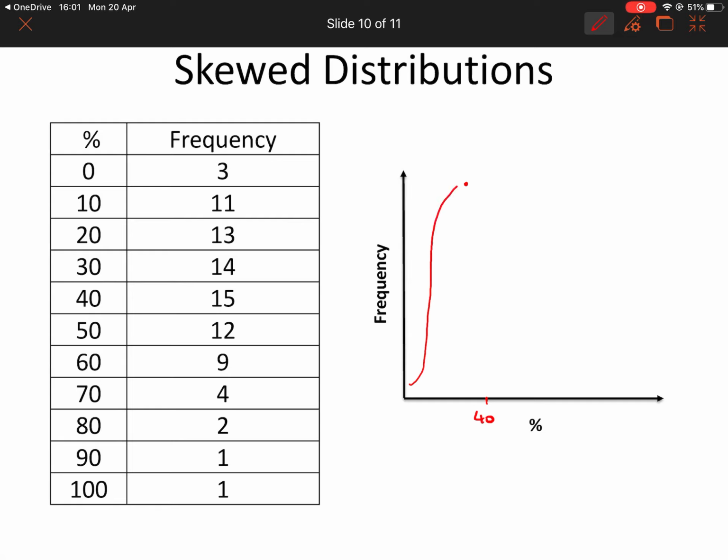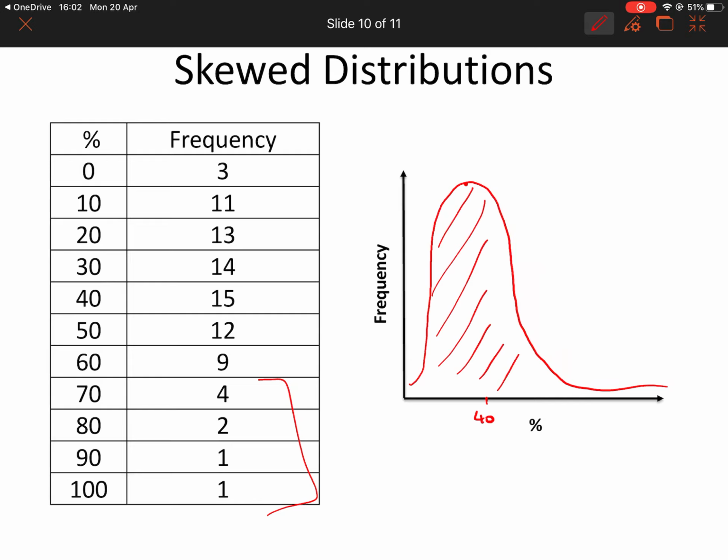And we can see that most of our scores are low scores, with very, very few students achieving above 70%. So we can see here most scores are low. Most students have done quite poorly on this test, with a few outliers here. So I can see that this is a positively skewed distribution.